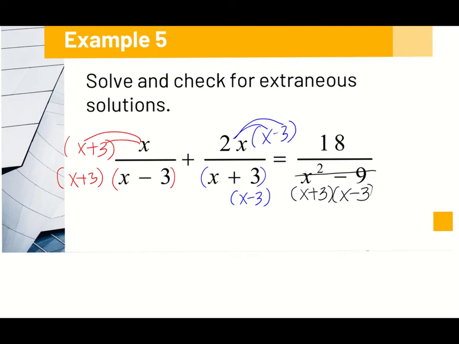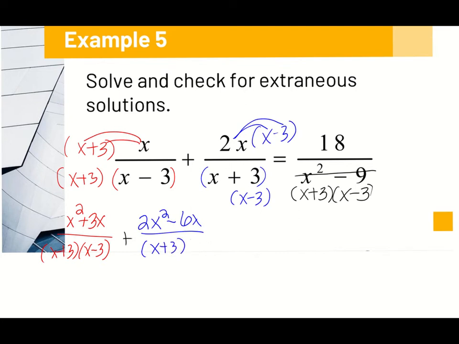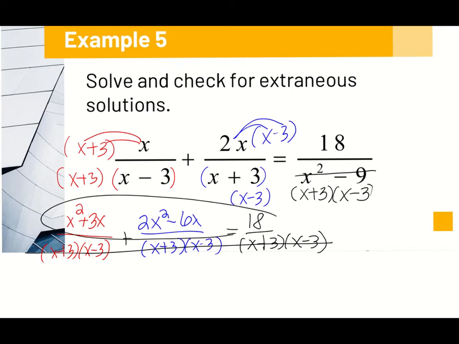So I get x squared plus 3x over my denominator, and then plus 2x squared minus 6x over my denominator. And that's going to be equal to, I didn't change anything about the last one, 18 over x plus 3, x minus 3. All right, my denominators are all the same, so I can get rid of those and I can solve the top.